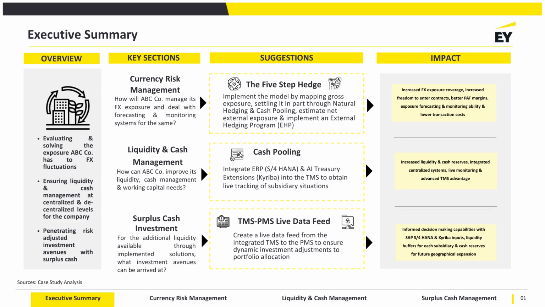For the first one, currency risk management, we recommend a 5-step hedge framework which involves mapping gross exposure and arriving at net exposure with provisions for natural hedging as well as cash pooling and transfers in between these two steps. For liquidity and cash management, our main solution entails cash pooling, which is through the integration of the enterprise resource systems of SAP S/4HANA, as well as AI treasury extensions, namely Kyriba, into ABC Company's treasury management system.